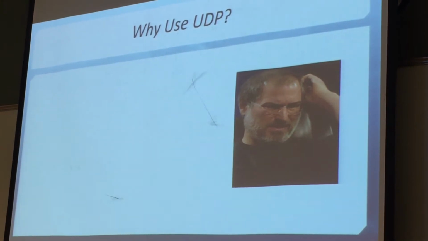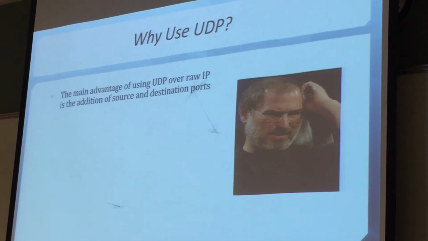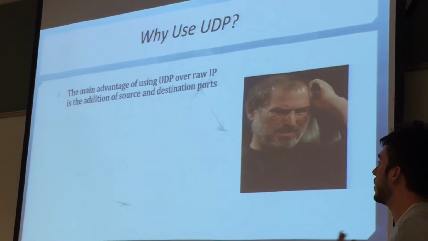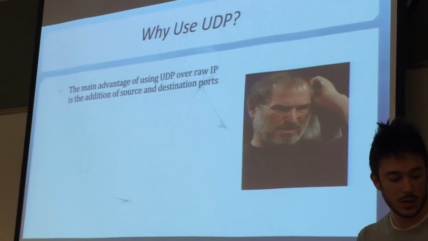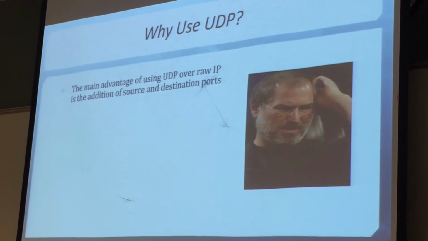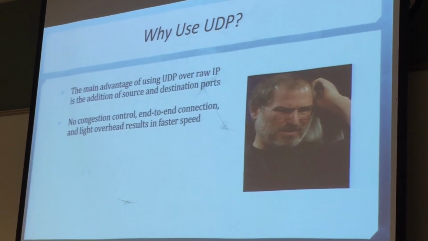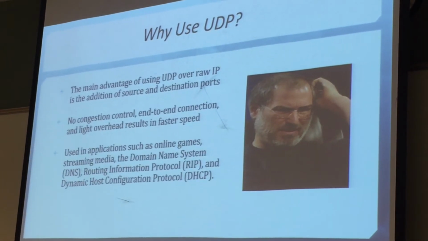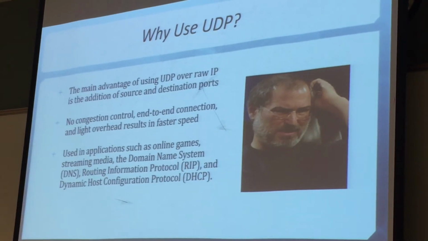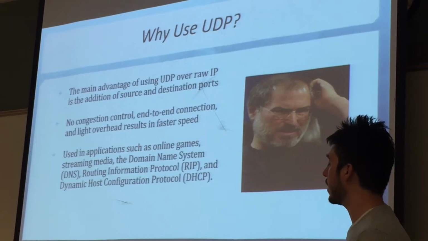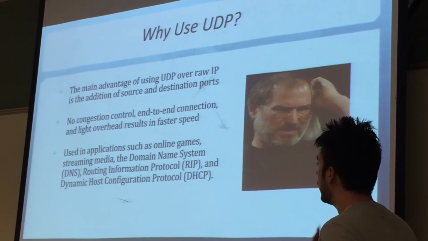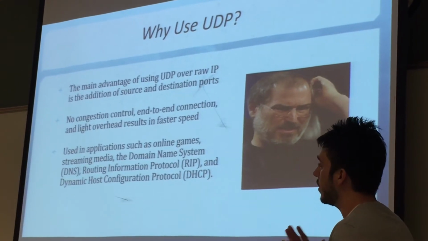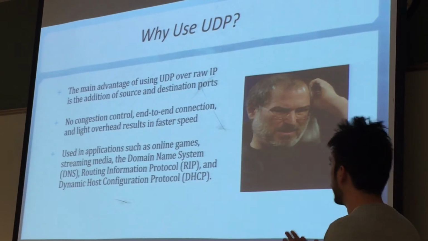So Steve Jobs wants to know, why would you want to use UDP? The main advantage of using UDP over raw IP is the addition of source and destination ports. So you can send your data to specific applications. There's no congestion control or end-to-end connection, and light overhead results in faster speed. This is used in applications such as online games, streaming media, domain naming system, routing information protocol, and the dynamic host configuration protocol.